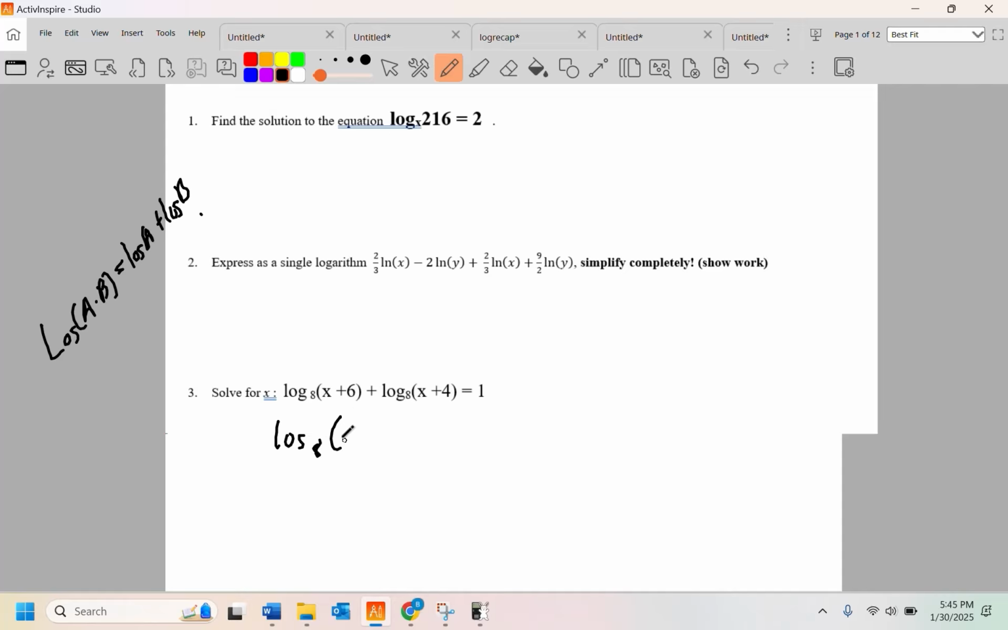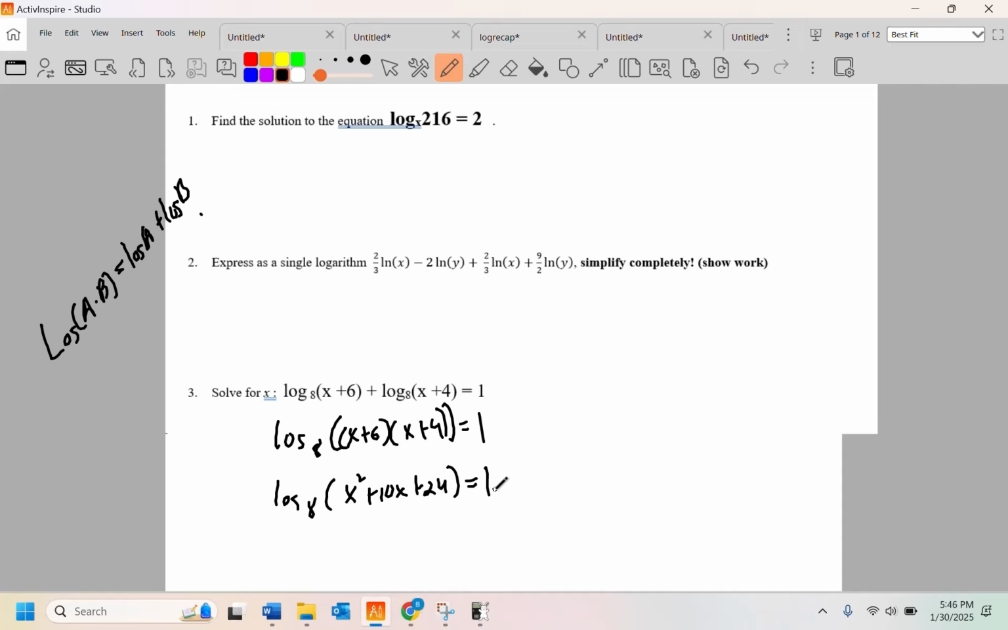I have a log base 8 of x plus 6 times x plus 4, and that's equal to 1. So before I move on to exponentiating, let's go ahead and FOIL. We'd have x squared plus 10x plus 24, and that's equal to 1.